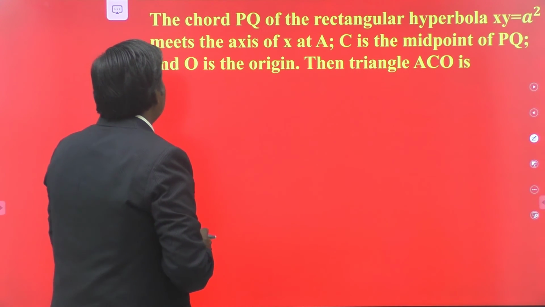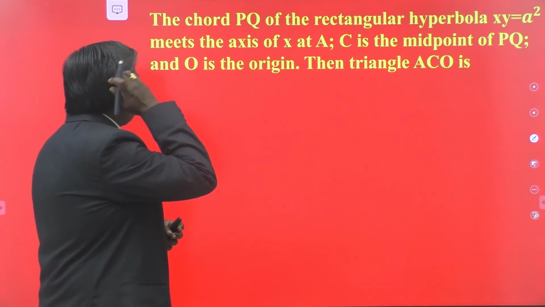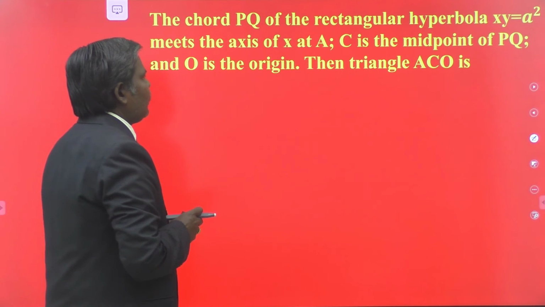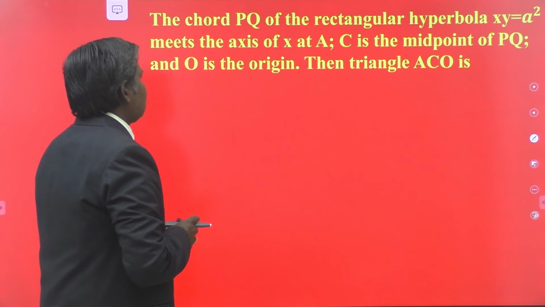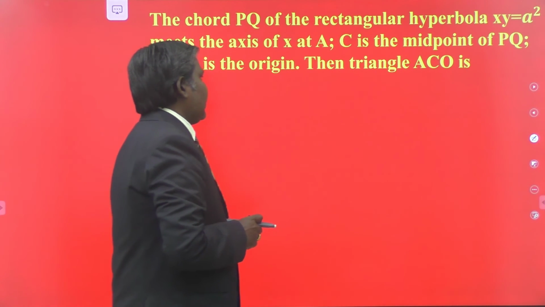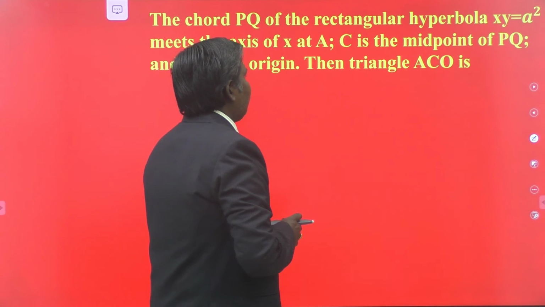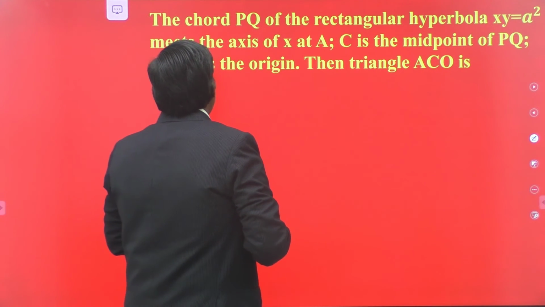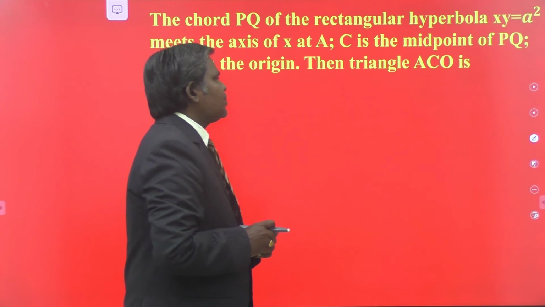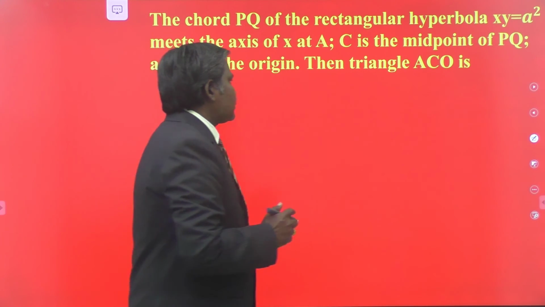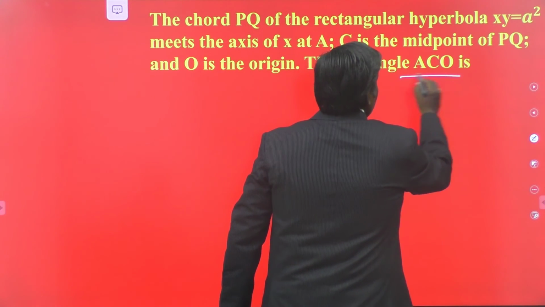Next one, see this question. The chord PQ of the rectangular hyperbola xy equals a square meets the axis of x at A. C is the midpoint of PQ. O is the origin. Then the triangle AOC is what? So they are asking the type of the triangle AOC.